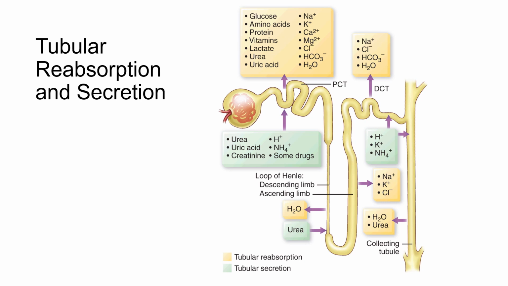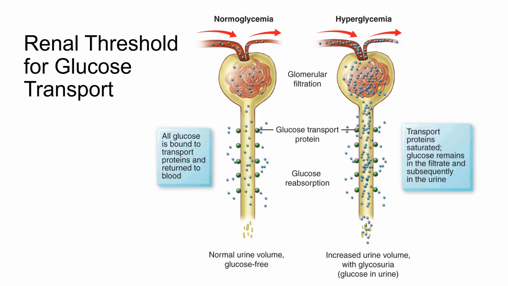Here we have tubular reabsorption and secretion. Again, this whole image here is a nephron, and you can see that electrolytes and other substances are regulated at different points in the tubules, and medications you will see will affect certain areas of these tubules. We have a renal threshold for glucose transport. When patients are in a hyperglycemic state, we will see glucose spilled into their urine. This image depicts that happening.